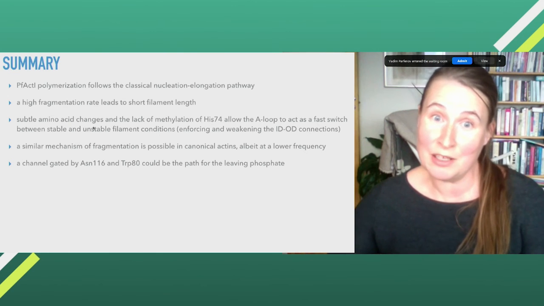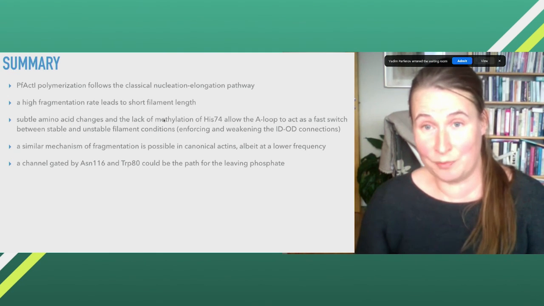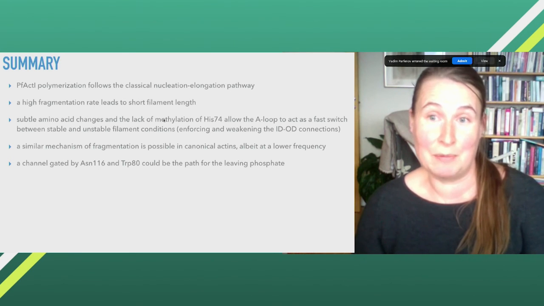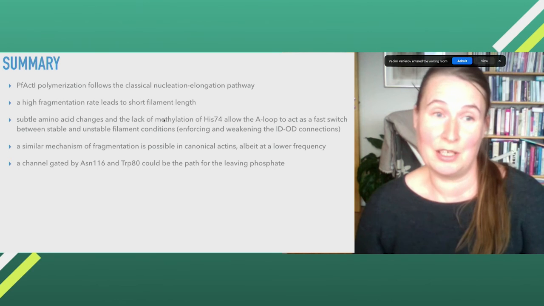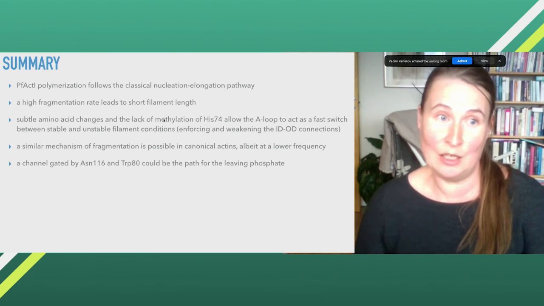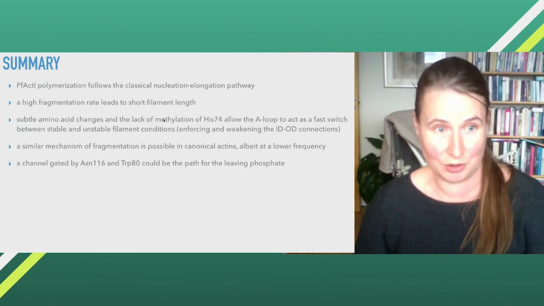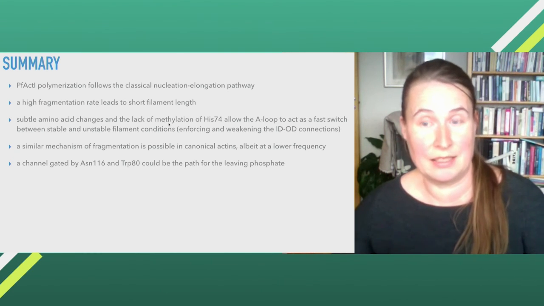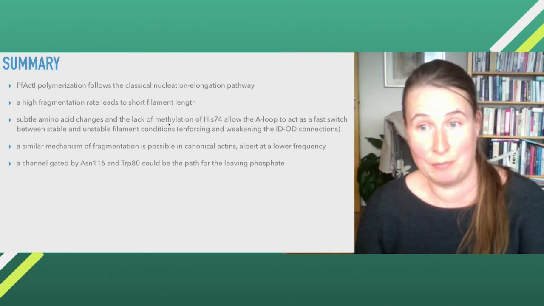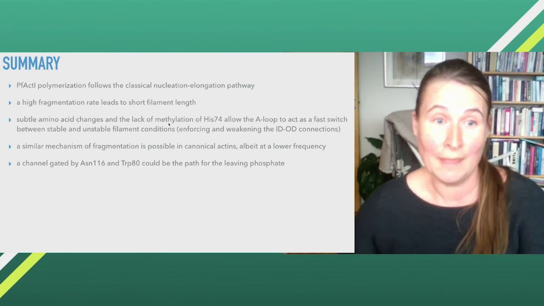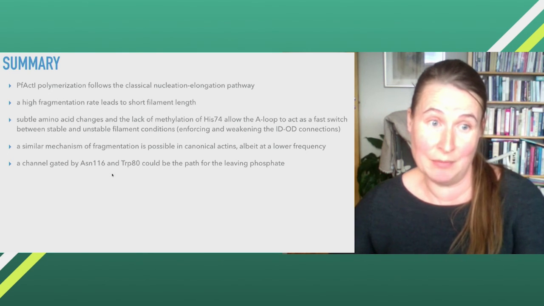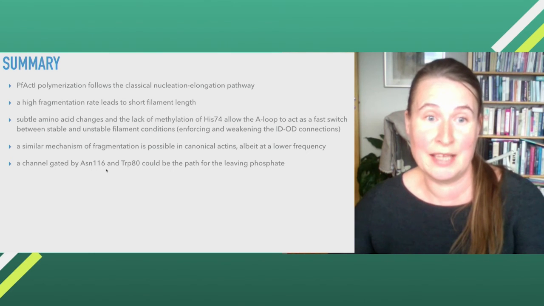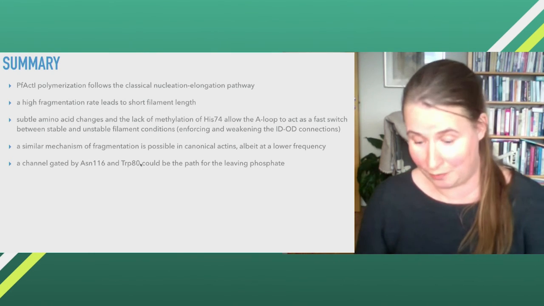There are the subtle amino acid changes, which I said: the lack of methylation of this histidine, and the methionine residue replaced by a lysine in the parasite, which enable the fast switch of the A-loop between stable and unstable filament conditions. A similar mechanism is possible in canonical actins, but probably this movement happens at a lower frequency. And we also discovered by cryo-EM that there is a channel in Plasmodium actin, which is gated by 2 residues, which could be the path for the leaving phosphate.